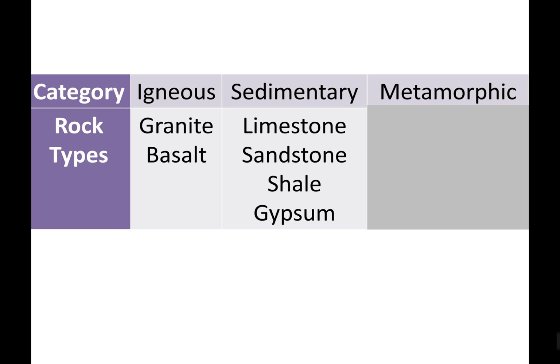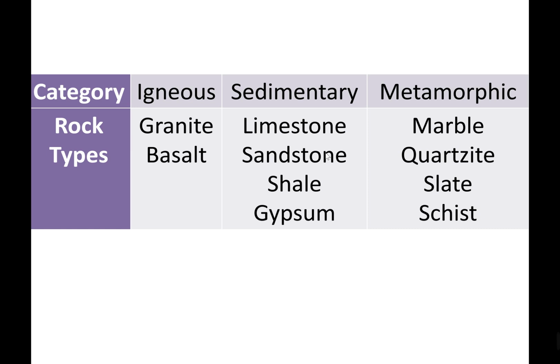For sedimentary rocks, we're going to be looking at limestone, sandstone, shale and gypsum. You already know quite a bit about limestone and sandstone and how they formed in Ireland from Munster Ridge and Valley. And then for metamorphic rocks, we're going to be looking at marble, quartzite, slate and schist.